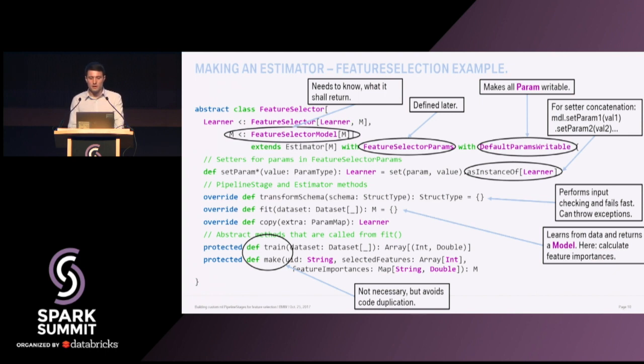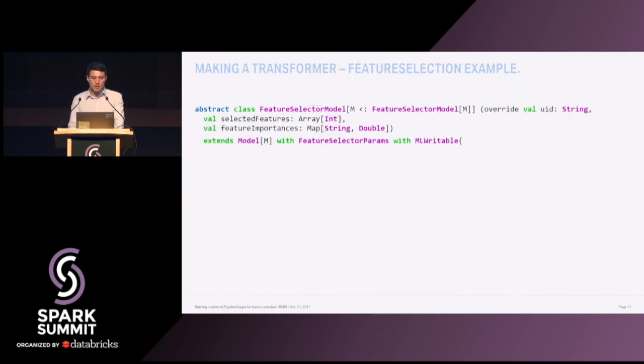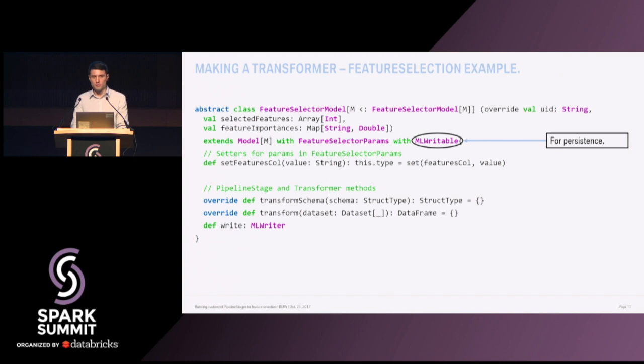But now let's get into the transformer that is learned by this estimator. It also stores the selected features and the feature importances. Then this transformer is made persistable with the ML writable trait. I will go into this again later on. And we also have setters for those parameters that we would like to change after a transformer was learned.